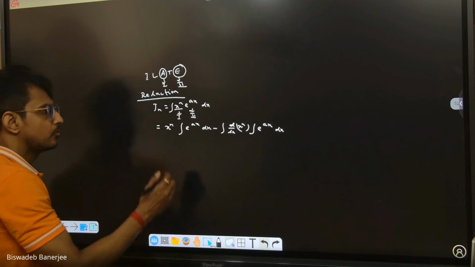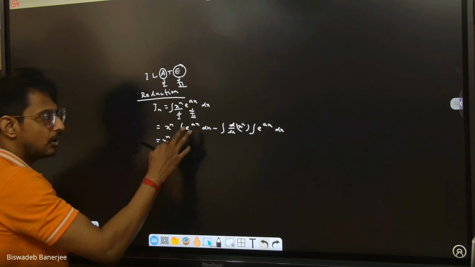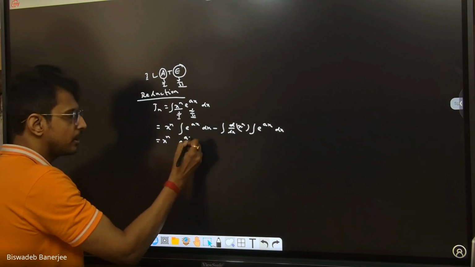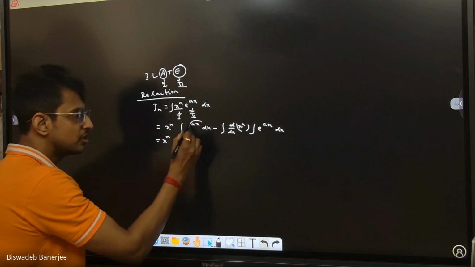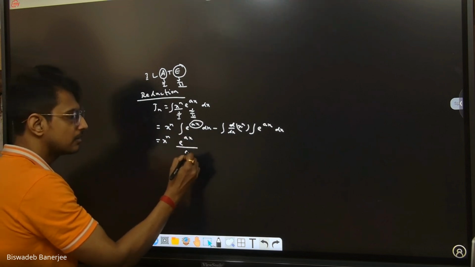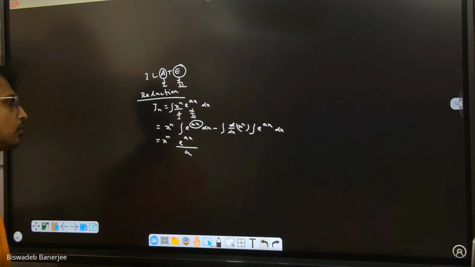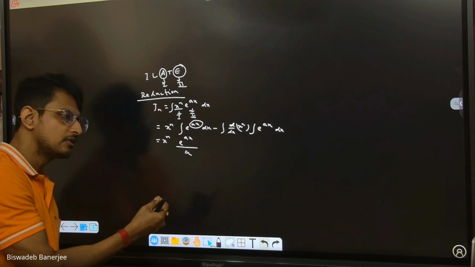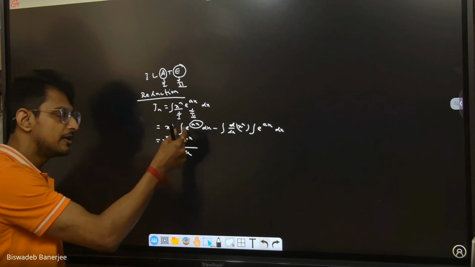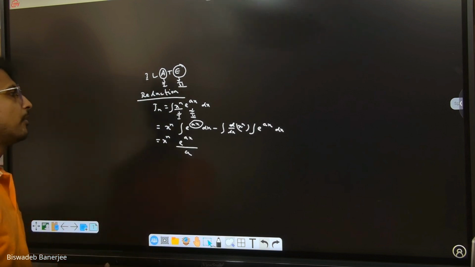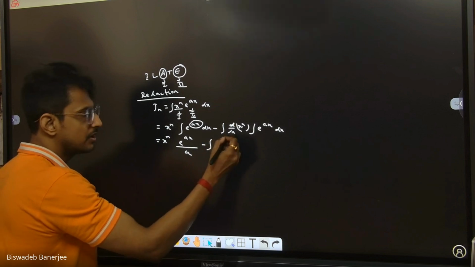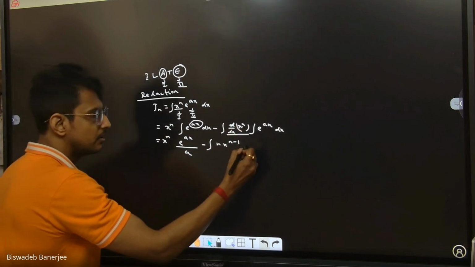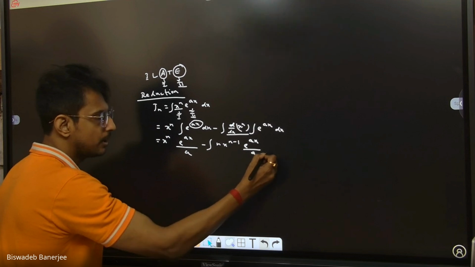So if we apply the formula, x to the power n remains as it is. We know that integration of e to the power ax is e to the power ax, then differentiate the power. There will be a in the denominator, because the derivative of ax is a, and we write this a in the denominator. So e to the power ax by a, minus integration of the derivative of x to the power n, this is n into x to the power n minus 1, then integration of e to the power ax is e to the power ax by a.